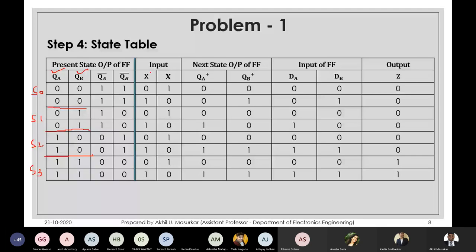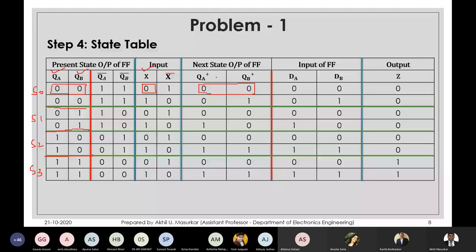Then we have input X. So you can see that for a given X, we are having some next states. That means if my current state is 00, that is the present state, if X equal to 0, then the next state is going to be 00. This information I am writing from the state diagram. First I write QA, QB, then I write X, and X bar I just write as a formality. Then QA plus and QB plus.